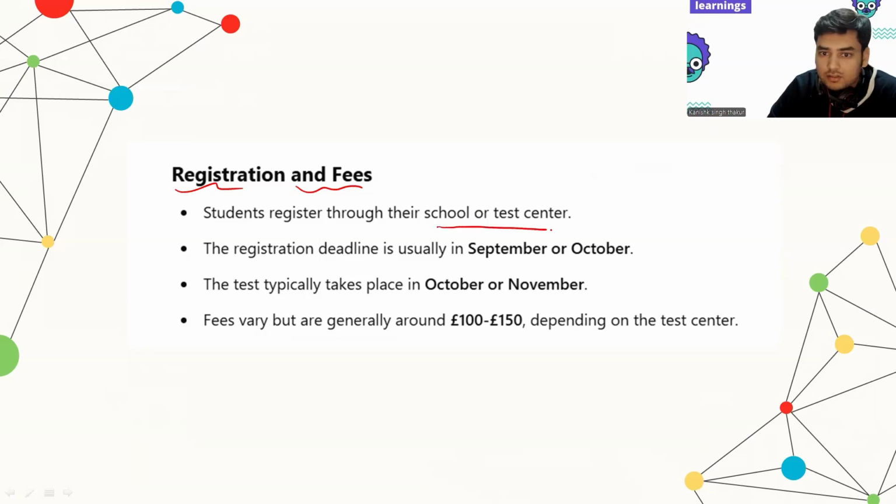Okay, now talking about the registration and fees, right? Students register through their school or test center. Mainly you will be registering online with your school, right? Remember, between September and October this comes, right? And your test typically takes place between October and November. Last time it was around 19-20th October. Okay, and 100 to 150 pounds was your test fee.